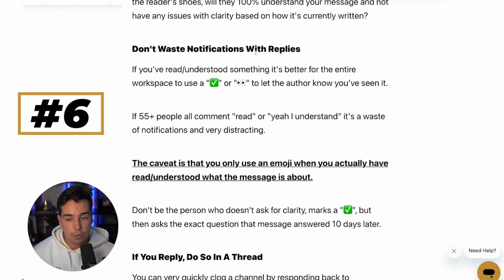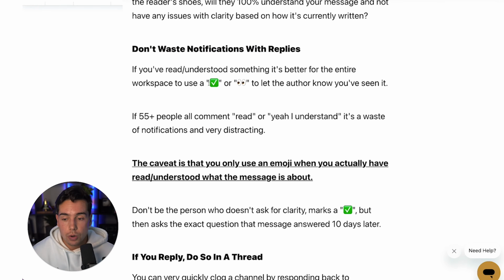Don't waste notifications with replies, okay? So if you've read and understood something, it's better for the entire workspace to use a check mark or an eye emoji to let the author know that you've seen it.